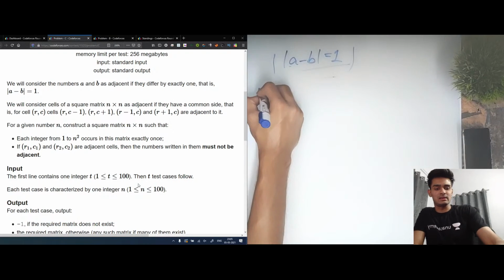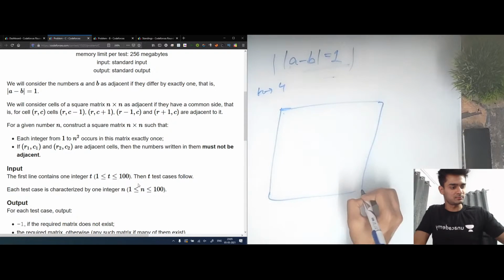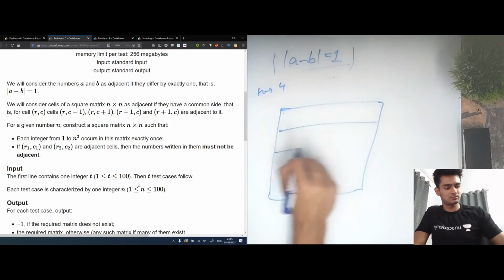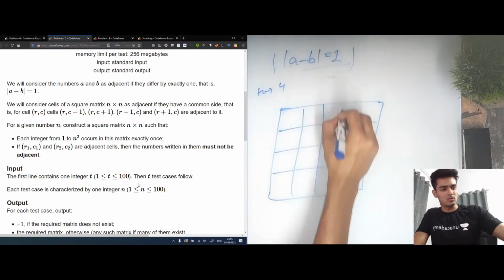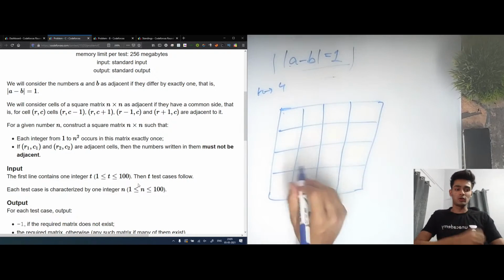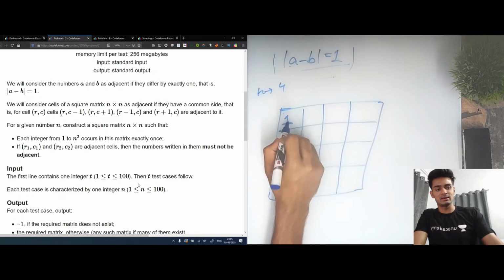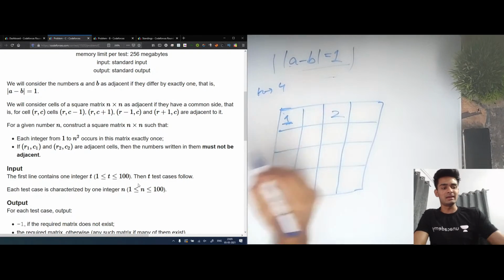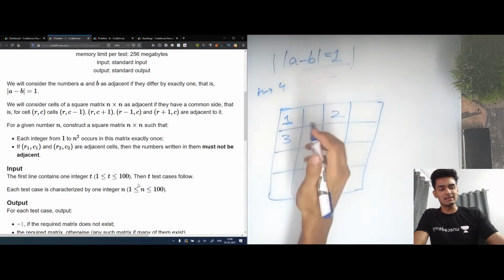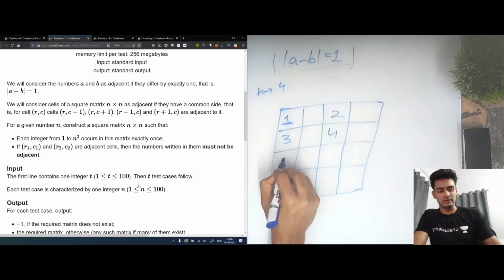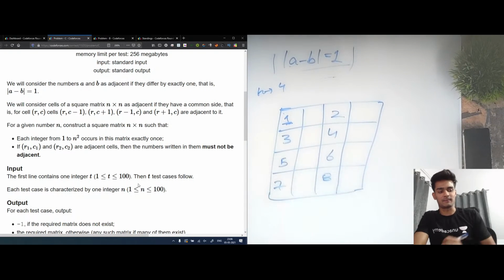So let's say n is 4. Let's have a matrix of size 4. Okay, so we are going to follow the same approach. We'll have 1 here, we'll skip one index and then put 2 here. We'll again skip one cell and place 3 here. We'll again skip one cell, we'll place 4 here, then 5 here, 6 here, 7 here, and 8 here.